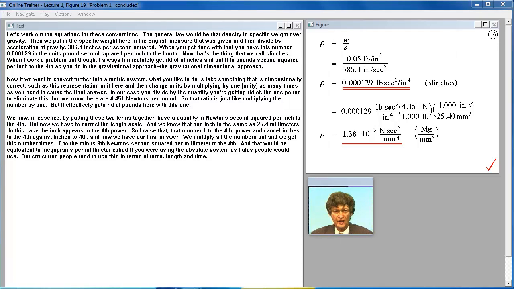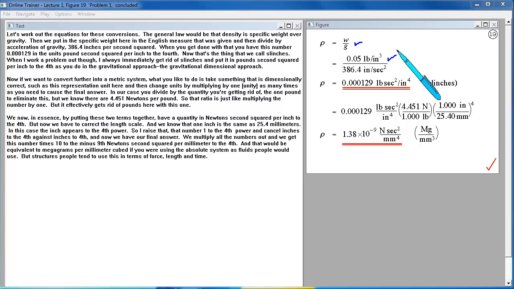Let's work out the equations for these conversions. The general law would be that density is specific weight over gravity. Then we put in the specific weight in the English measure that was given, and divide by the acceleration of gravity, 386.4 inches per second squared. When you get done with that, you have this number, 0.000129, in the units pounds second squared per inch to the fourth. That's the thing that we call slinches.